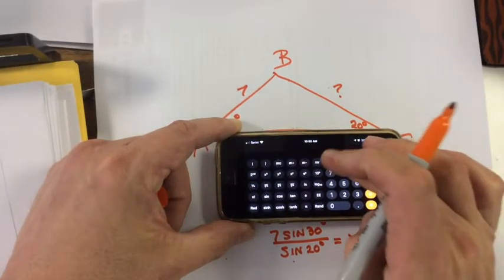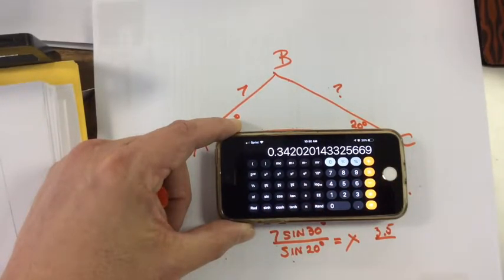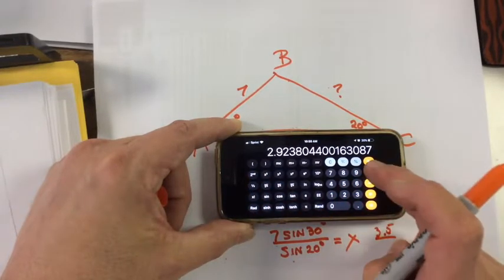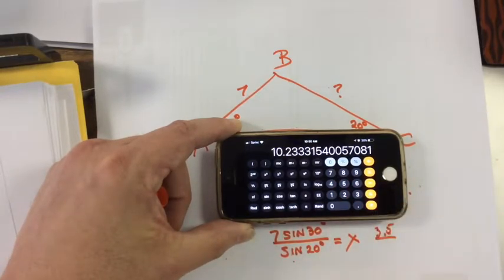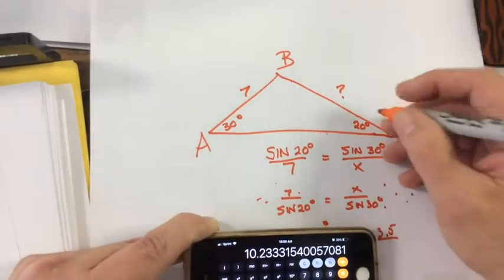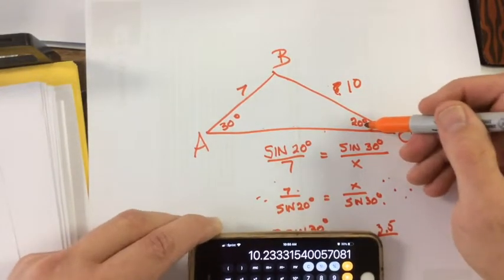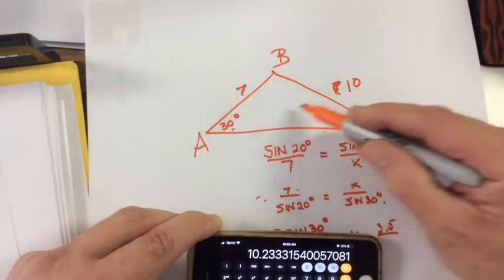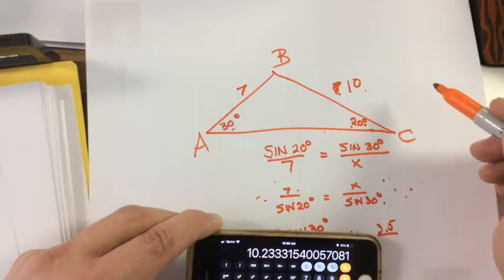Let's get the sine of 20 degrees. And then let's divide that into 3.5. We get 10.2333, whatever that is. So this would have to be 10. And we look to see, does that make sense? Yeah, the side across from 20 degrees is 7. The side across from 30 degrees is going to be larger than that. That makes sense. Okay?